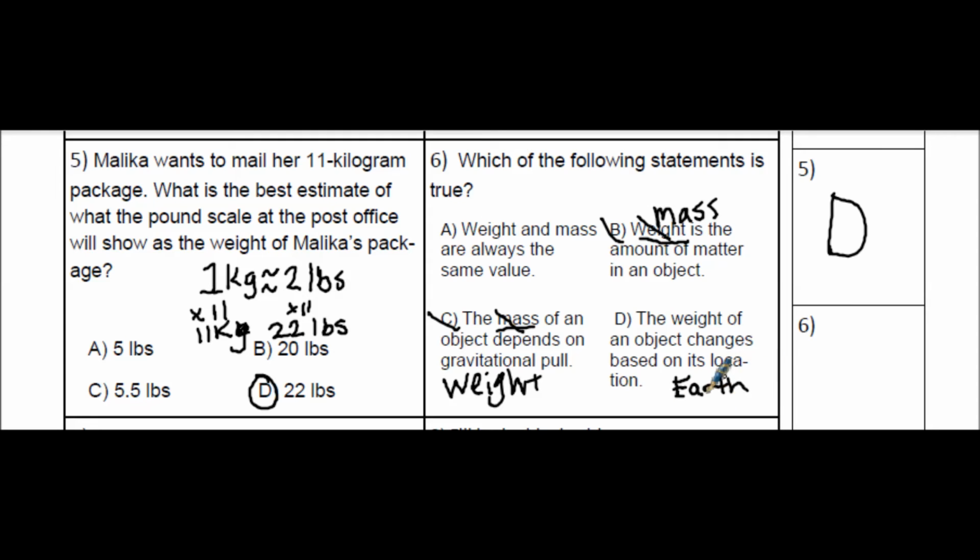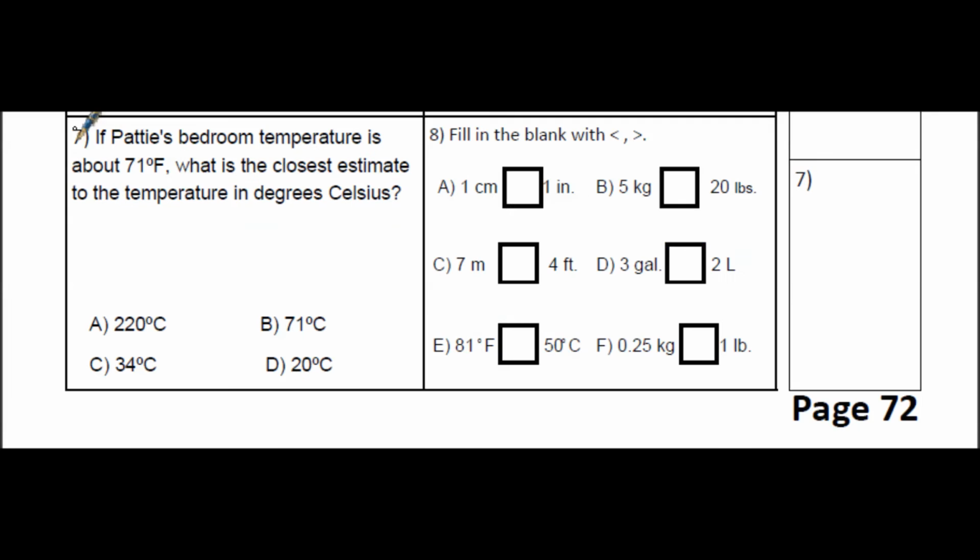D is saying the weight of an object changes based on its location. And that makes sense, because there's a different gravitational pull on Earth than in outer space. So that looks good so far. And this is saying weight and mass are always the same value. Well, mass doesn't change because that's how much matter something's made of. And the weight changes based on your gravitational pull or based on the location. So it's answer choice D.